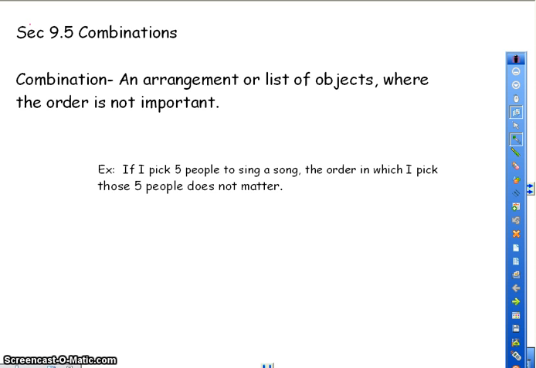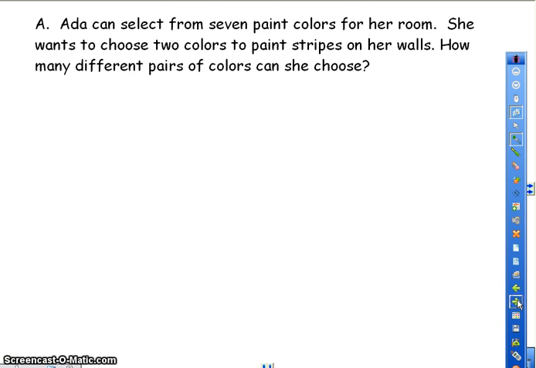Let's look at some problems to see why the order is not important in a combination. Our first problem: Ada can select from 7 paint colors for her room. She wants to choose 2 colors to paint stripes on her walls. How many different pairs of colors can she choose? She has 7 paint colors to choose from, but she's only choosing 2 of them.